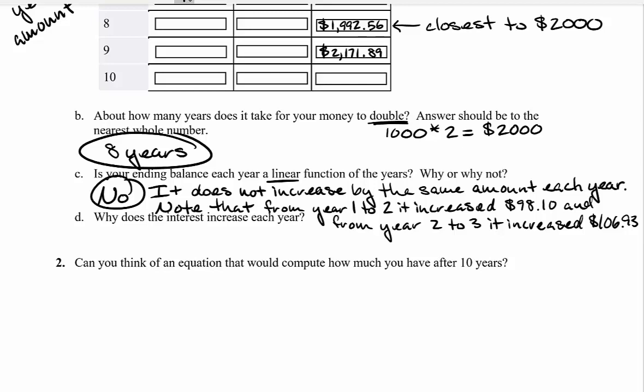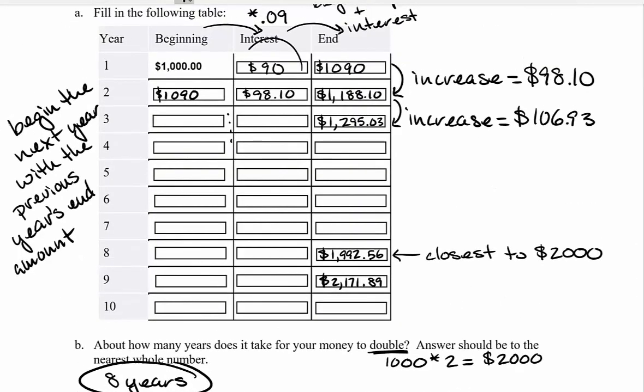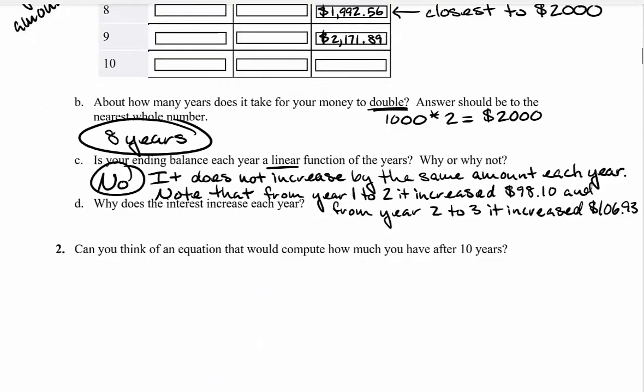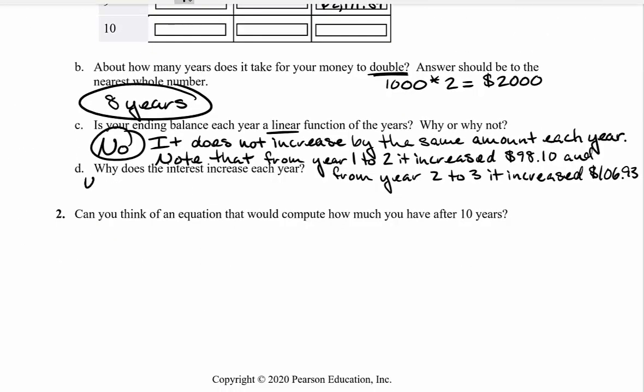Why does the interest increase each year? So notice that. You can see that even though I've only done just the first two numbers, the interest went up. It increased. Why would interest increase? Try saying that 10 times fast. Why would that happen every single year? Why would you get even more interest each year? Your money's earning money. You get interest on your interest. That's a strange concept.